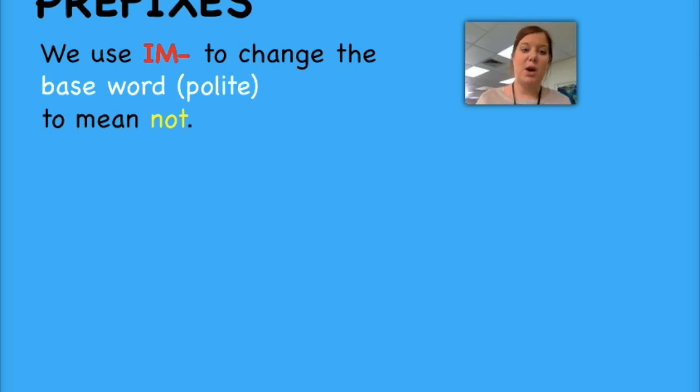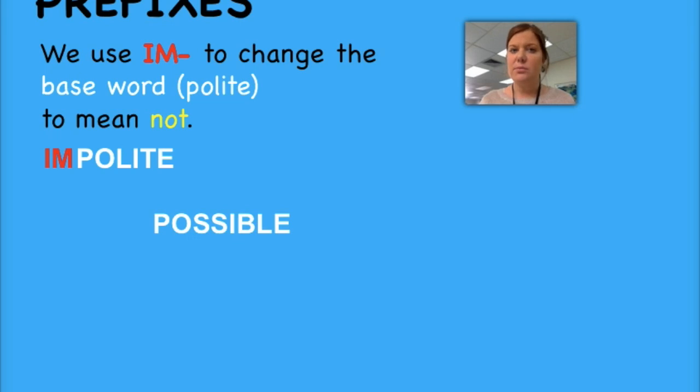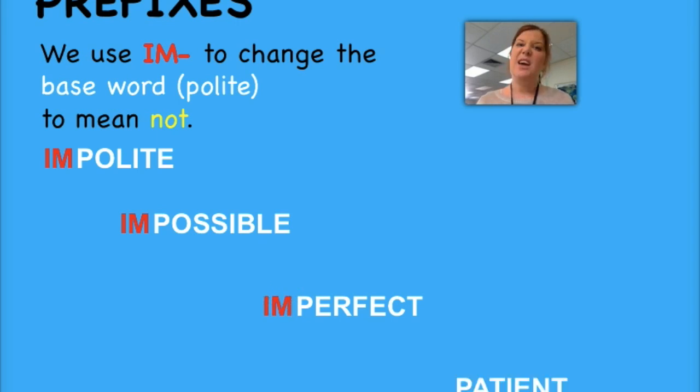So let's see if we can find some other examples of the use of im as a prefix. So we've got polite, as we've already talked about. Impolite means not polite. Possible. Impossible means it's not possible. Perfect. Now, obviously I am perfect, but sometimes I'm imperfect or not perfect. And then patient. Impatient brings us to not being very patient at all. So that's the first prefix we're going to look at, im.